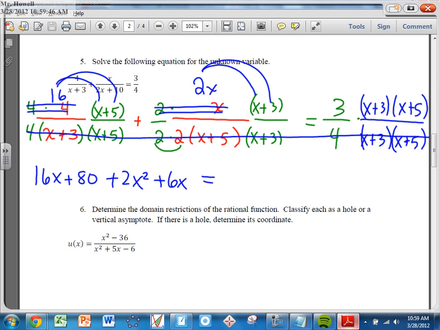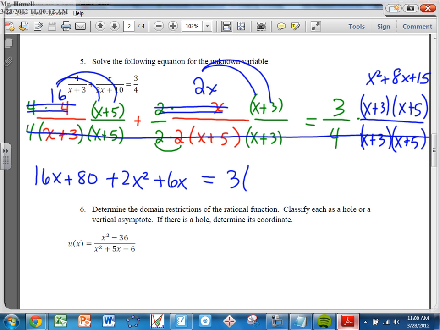Here, I would FOIL first and then distribute the 3 afterward. It just makes it easier. So write this last side as 3 parentheses. Well, here, let me do this. FOIL this out up here. What do we get? x plus 3 times x plus 5.